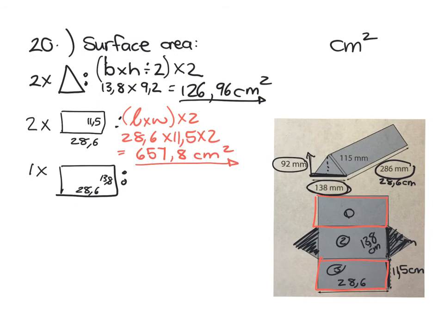And then lastly, I'm doing this part because it's also a rectangle, but this one has a different width. It's got the same length, but a different width than the red ones. So I'm doing this one by itself. I'm not timesing by 2 because there's only 1 of them. 28.6 times 13.8. 394.68.